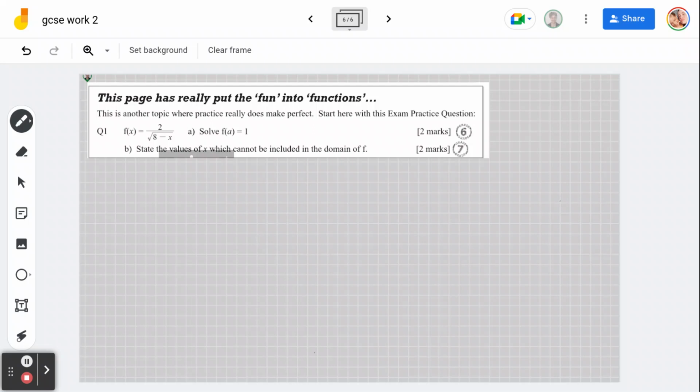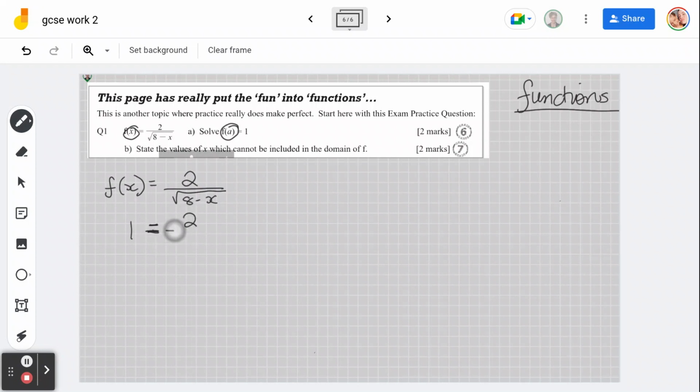Okay, functions continued. This is at the bottom of page 69. And let's have a look here. Question 1 has two parts. It says, if f of x equals 2 over the square root of 8 minus x, solve when it says a, but I'm pretty sure they mean x, equals 1. So what happens when this equals 1?